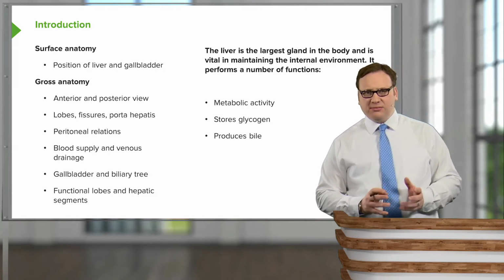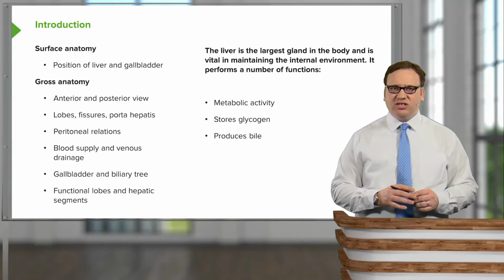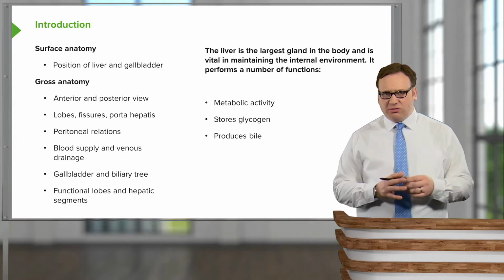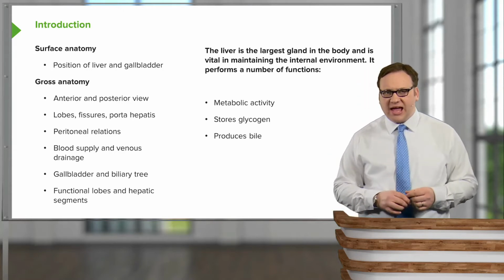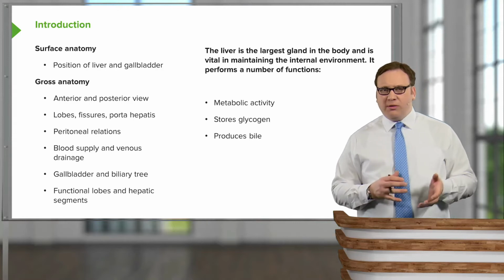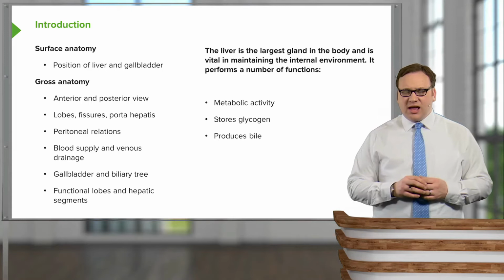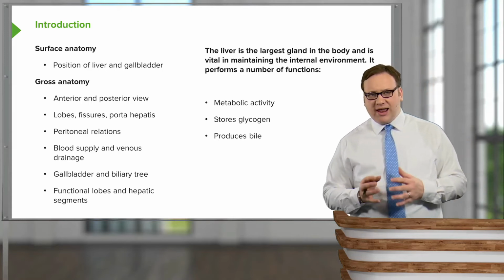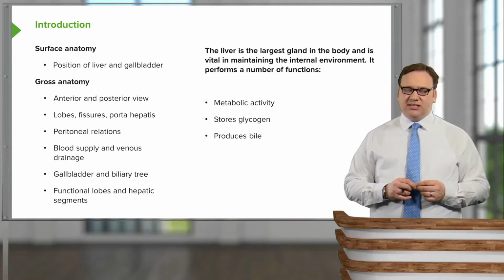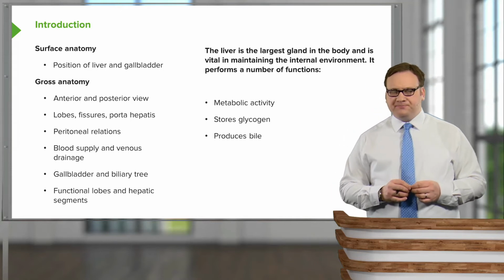We'll then look at the blood supply and venous drainage of the liver, and we'll look at functional lobes and hepatic segments towards the end. We'll also look at the gallbladder, various parts of the gallbladder, its position against the liver, and the biliary tree and how it connects with the pancreas and the duodenum.